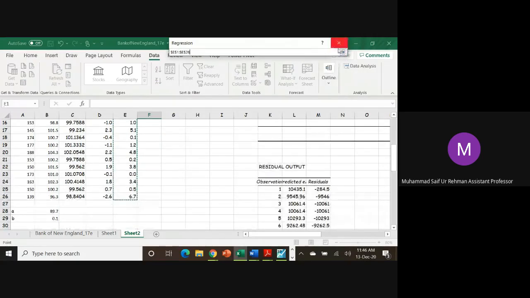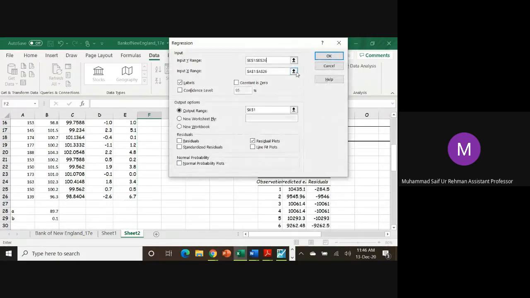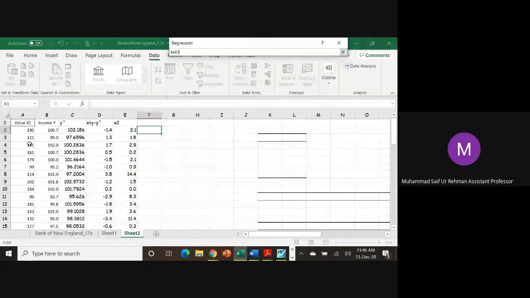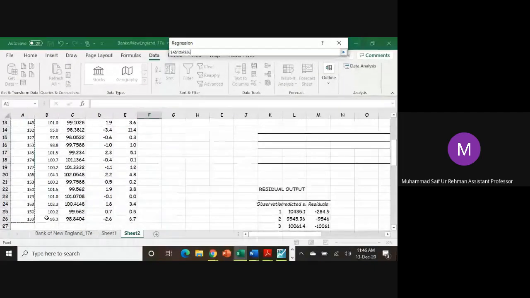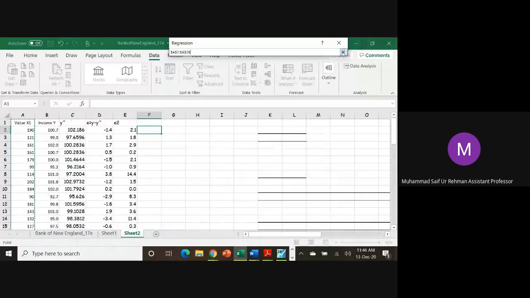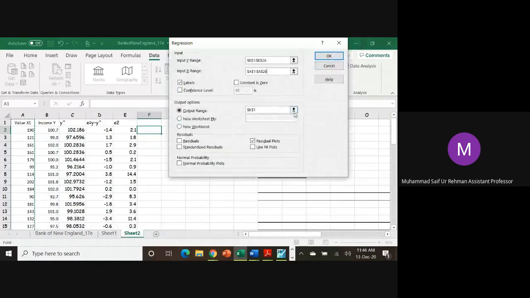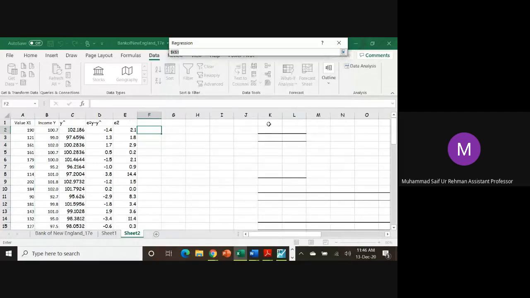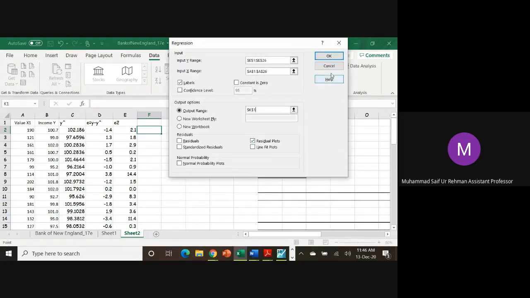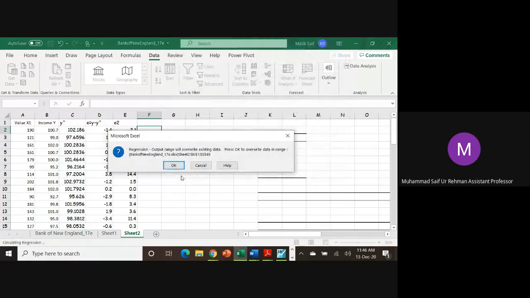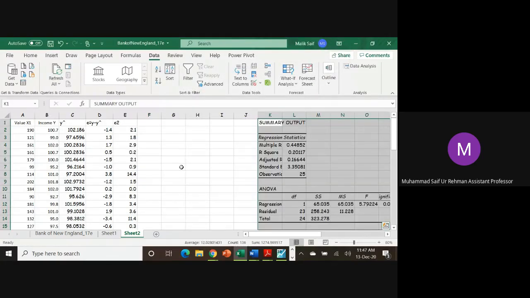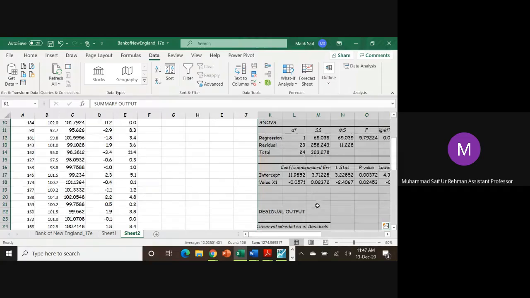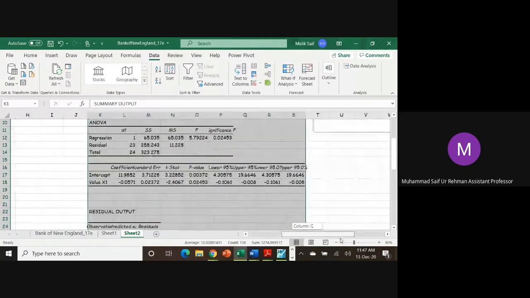This is your dependent variable, and in this case this is your independent variable. Labels are there. Output range I'm going to give over here, and now press OK. Let us see what happens. Okay, so now see, this is the correct answer.